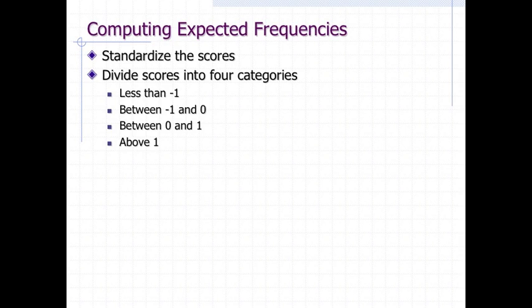The first step is to standardize the GPAs so that they have a mean of 0 and a standard deviation of 1. We then compute the expected frequencies for 4 categories: those with standard scores less than -1, those between -1 and 0, those between 0 and +1, and those over +1. There is nothing special about the choice of 4 categories. You might have chosen 5 or even 10.